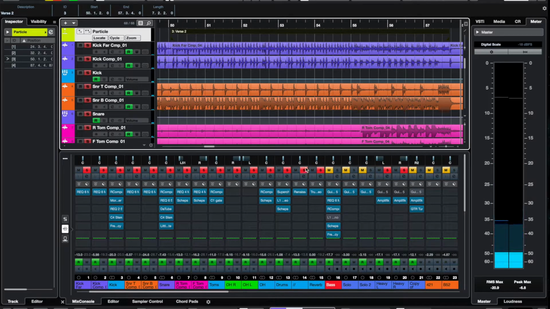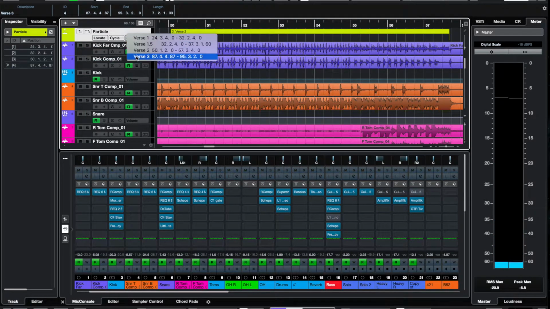The song actually repeats the verse a third time, so how about that one?